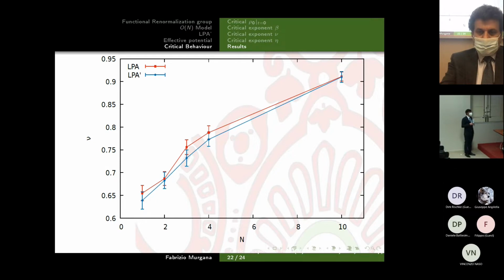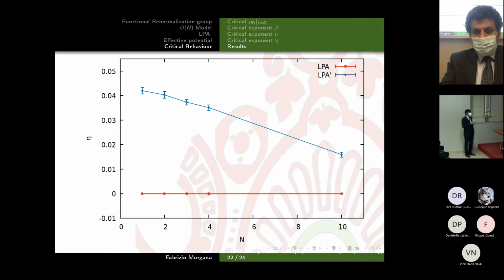And this is also understandable since for the large N limit, which means n to infinity, the LPA becomes exact. So eta goes to 0, and so you can solve the theory using only LPA. Another thing you can notice is that the errors on the points in LPA prime are greater than the errors in the LPA. This is because, of course, LPA prime involves more computation, so it's more difficult to reach a higher precision on the critical value of the field.